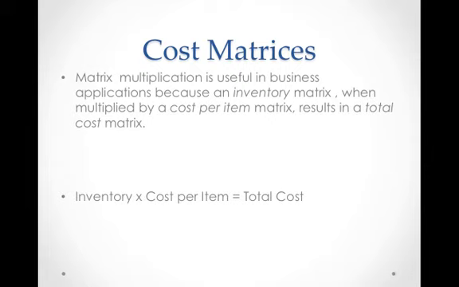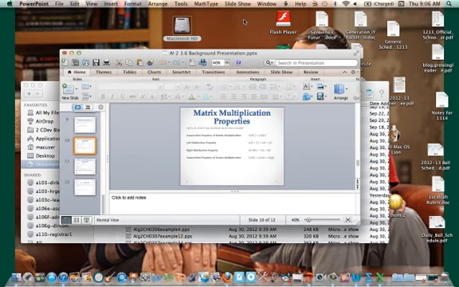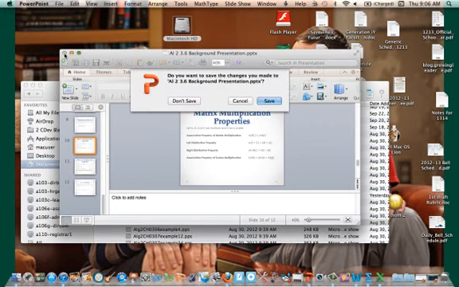I always like for you to see real-world examples of why we're doing what we're doing. Matrix multiplication is useful in business applications because an inventory matrix, when multiplied by a cost per item matrix, results in a total cost matrix. So inventory times cost per item equals total cost. Okay, let's look at an example of that.